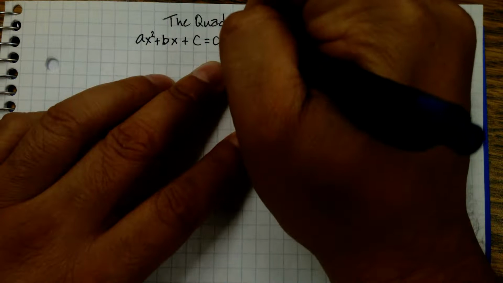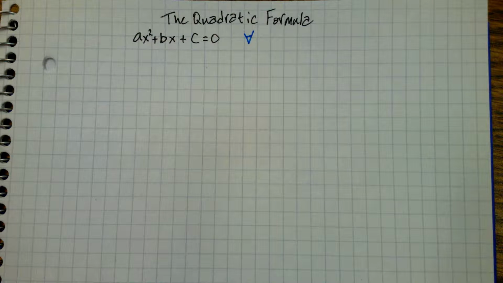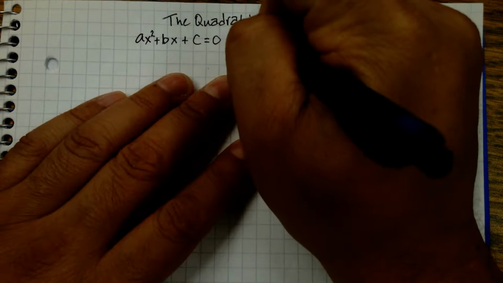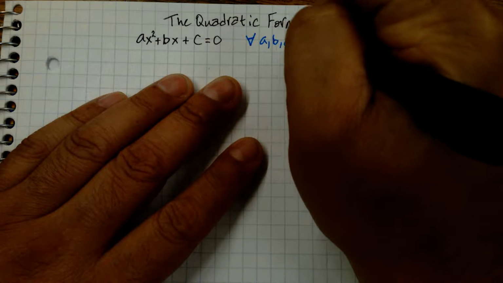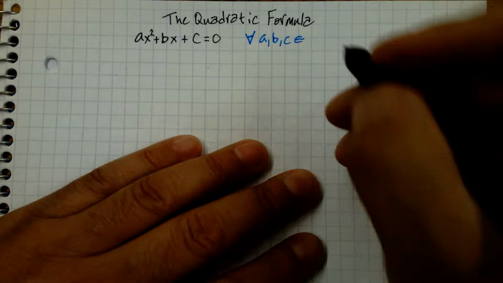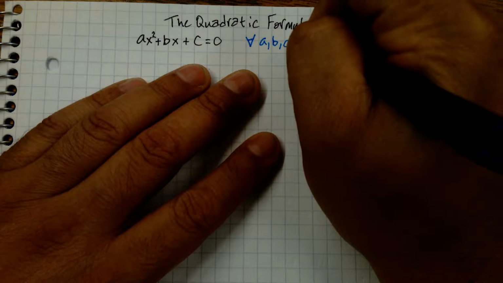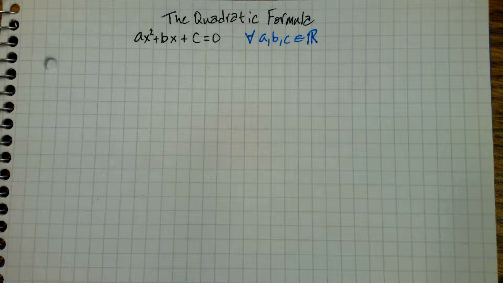So basically, I'm going to throw some symbols at you. An upside down A means for all. For all A, B, and C, which are elements of, this funny looking E means elements of, real numbers. So all we're really saying here is A, B, and C could be any type of number you could think of. Positive, negative, rational, irrational, you know. So it could be any number you want.